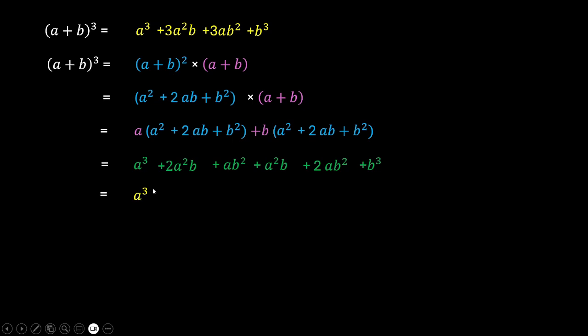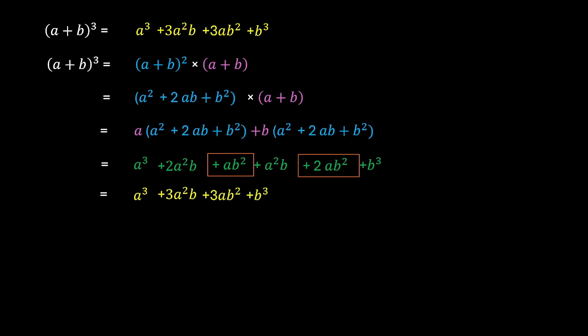Now let's write a cube, and there are 2 terms of a square b. These are the like terms. We'll add them. We have 3a square b. Similarly, there are 2 terms of ab square. Let's add the like terms. We have 3ab square. And then we have b cube. So the expansion is a cube plus 3a square b plus 3ab square plus b cube.